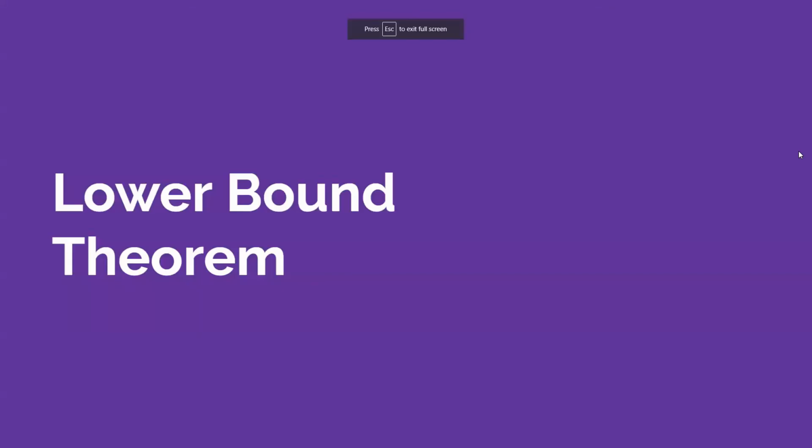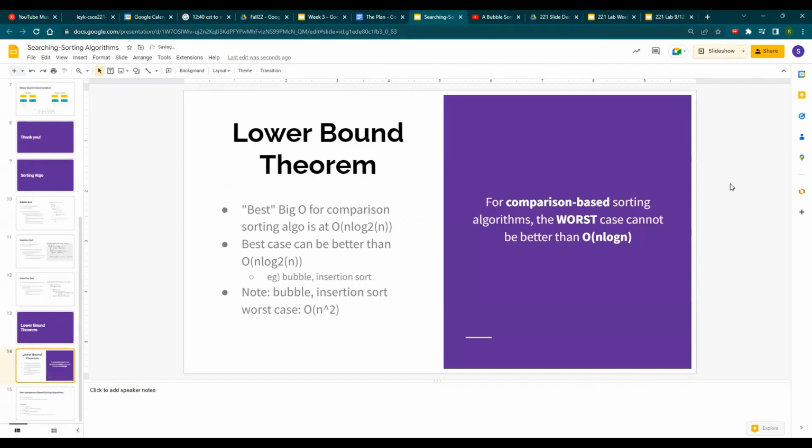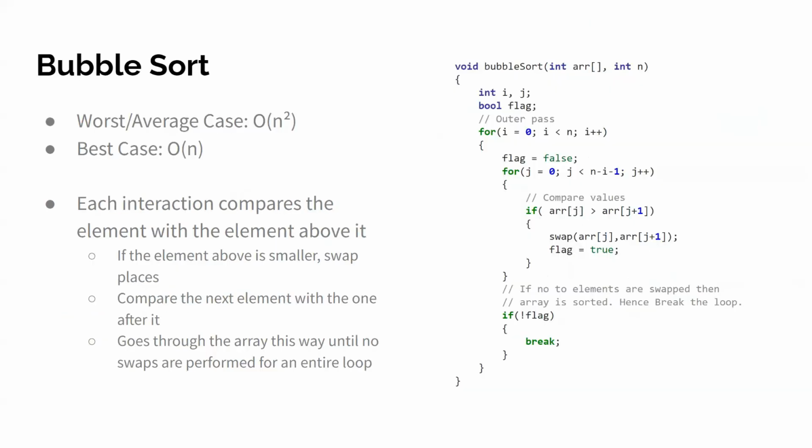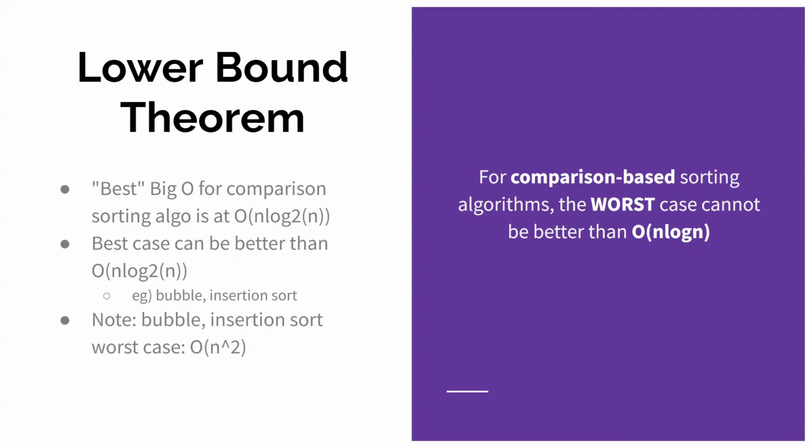Okay, now let's talk about the lower bound theorem. What is the lower bound theorem? The lower bound theorem states that the best big O for a comparison sorting algorithm is O(n log n). Now notice, the best case can still be better. Notice how in bubble and insertion sort, we have a best case of O(n). This is better than n log n. But the worst case cannot be better than n log n.